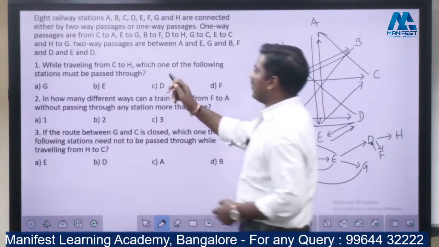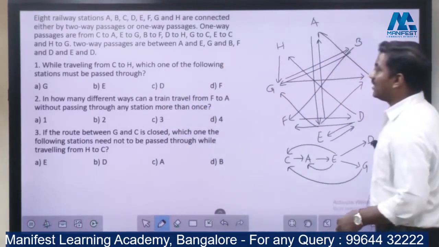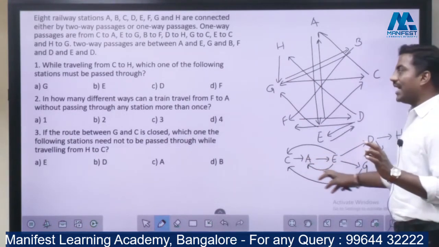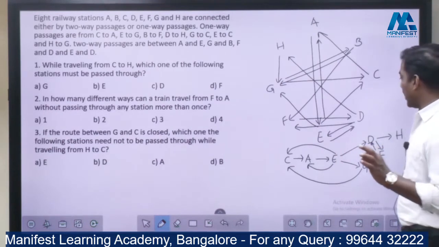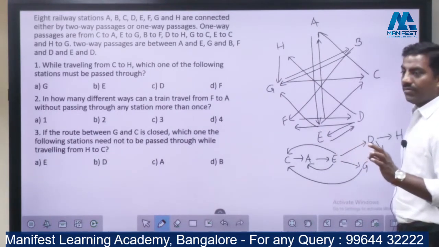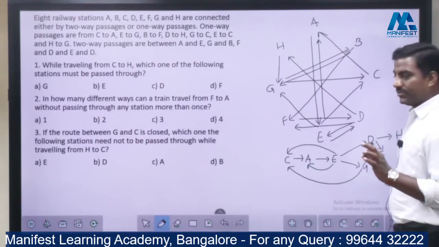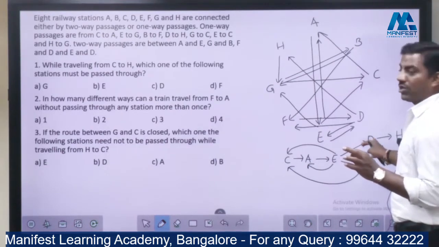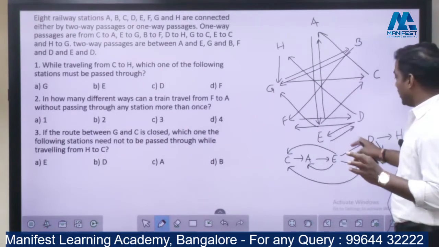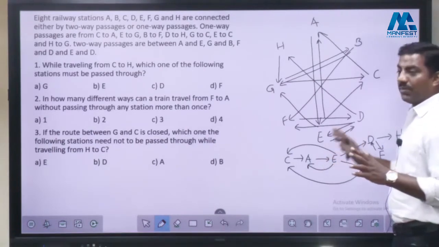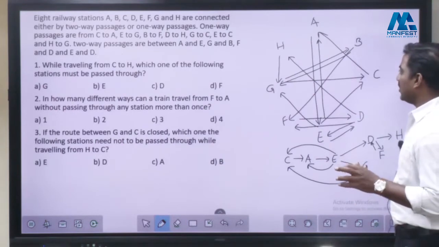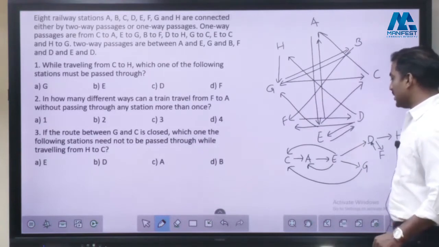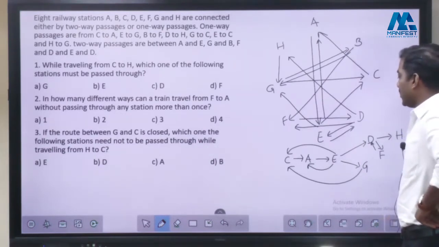What they are asking, while traveling from C to H, which one of the following stations must be passed? From C to H, anyway, A and D are compulsory? Or is there any way that you will skip A and D? A and D are a must. G can be skipped sometimes. And here D is also compulsory. So A, E, D are compulsory. So they are asking which one of the stations must be passed through. Is there any chance that we skip A and D?